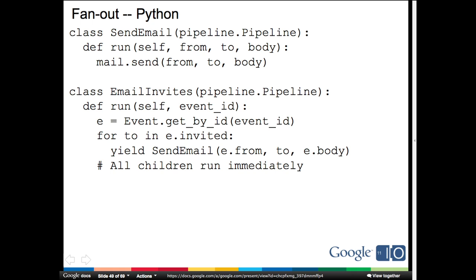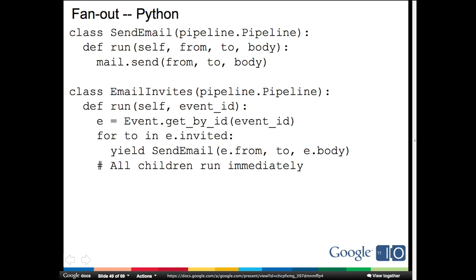I want to send a bunch of emails to people. Sometimes emails take a long time to send, or you have to retry. So here I have an email invites pipeline. It takes an event ID. It goes to the data store, gets it. It goes through all the people who were invited, and then it sends an email to them. It yields a child for each one, for each to address, send them an email. Right? Pretty simple.